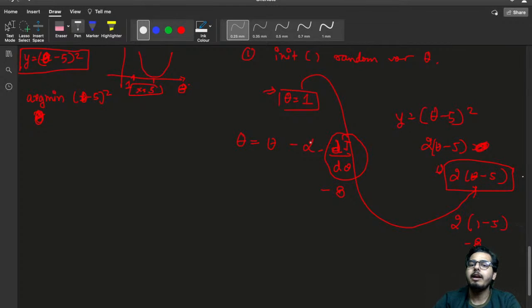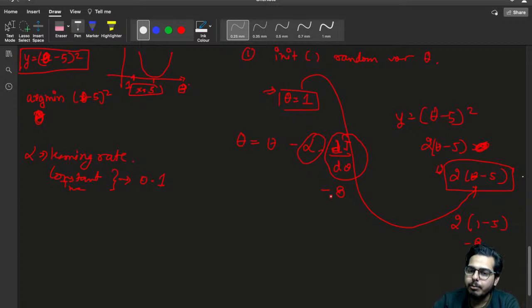Fine. And now I said, what is this alpha? This alpha is known as the learning rate. I've already said that, right? Learning rate, and this is a constant value. It's always positive. It is a very small value, something like how big a step you will take. Let's say 0.1.